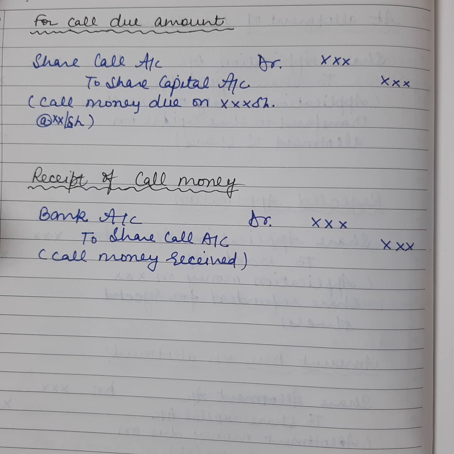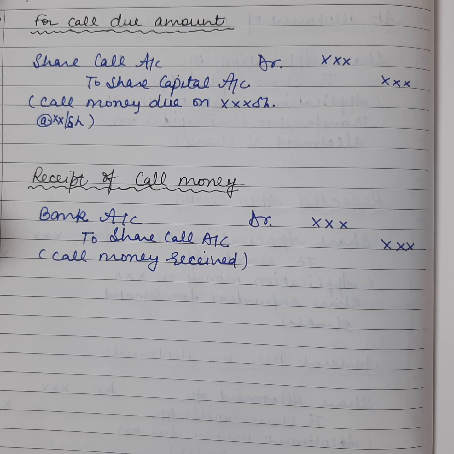For call due amount, we'll pass the following entry. Share call account debited to share capital account, and in the narration we'll write: call money due on XX shares at the rate of XX per share. Again, for calls, only 25% of the face value can be called in each call, not more than that. At the time of receipt of call money, we'll pass the following entry because we have received the money, so bank account will be debited and share call account credited. Call money received.